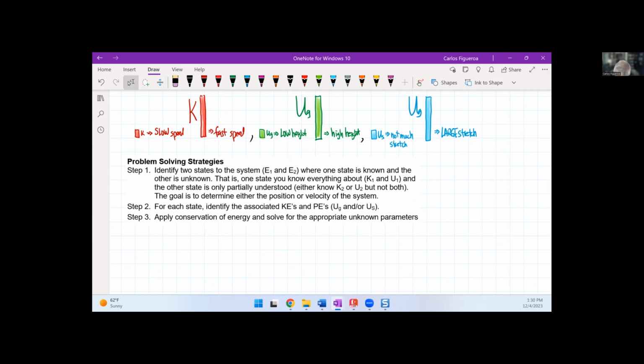That is, one state you know everything about. That means you know its speed, you know its height, you know its spring compression. And the other state, you only are missing a little bit of the information. Maybe you don't know the speed, maybe you don't know the height, maybe you don't know the compression. But the goal is always to determine some type of position or some type of speed.